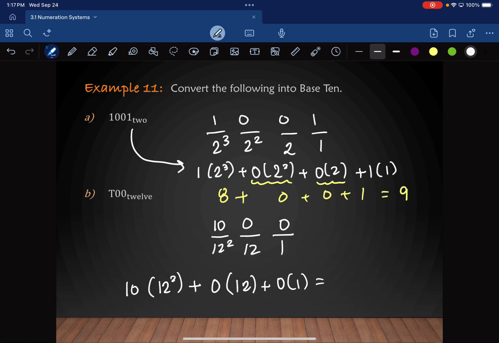All right, so what is 12 squared? 144. And what's 144 multiplied by 10? 1,440. 1,440.